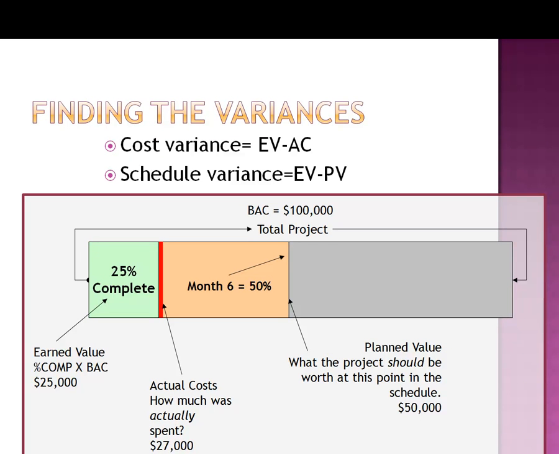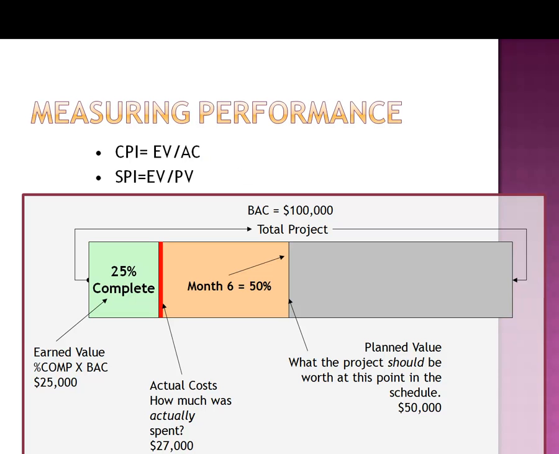Now, the variances are the difference of what was planned and what was experienced. So the cost variance is earned value minus actual cost. The schedule variance is earned value minus planned value. Now, the performance that we want to take a look at, we have the cost performance index and the schedule performance index. The CPI is the earned value divided by the actual cost. The SPI is the earned value divided by planned value.